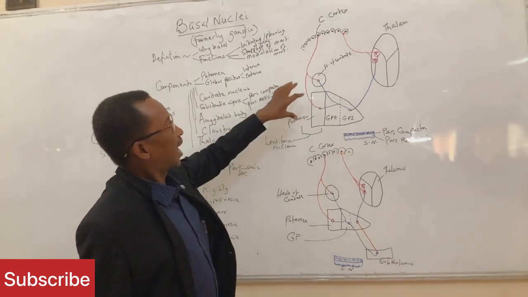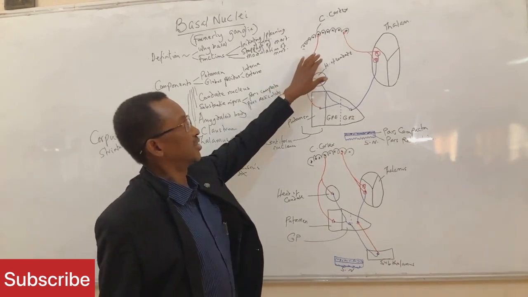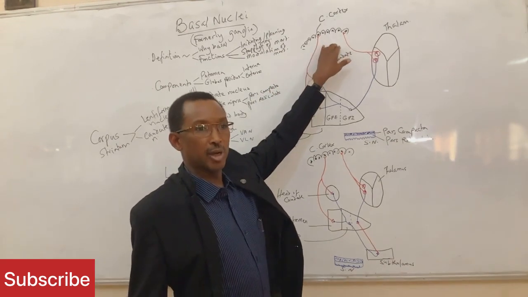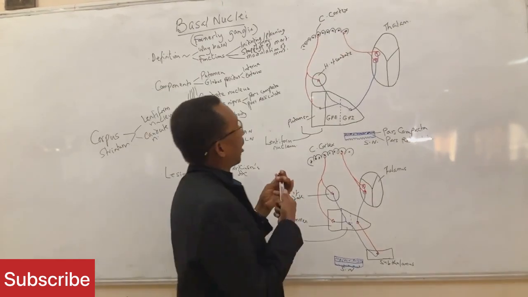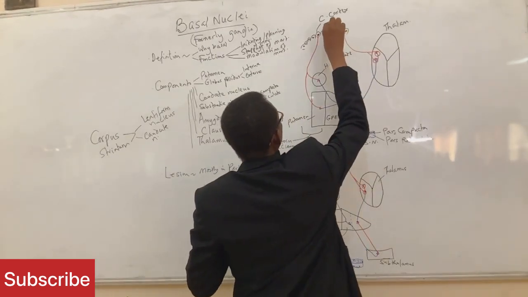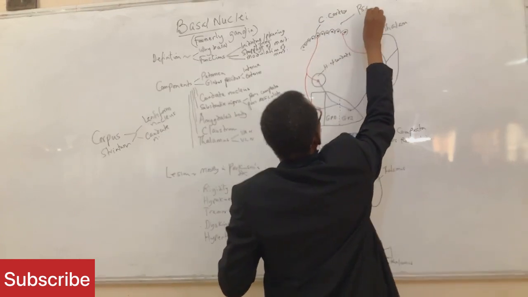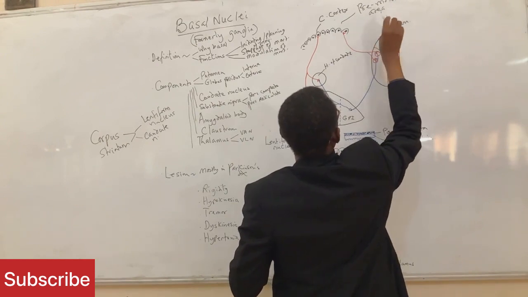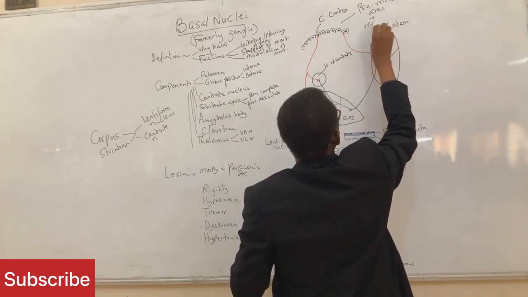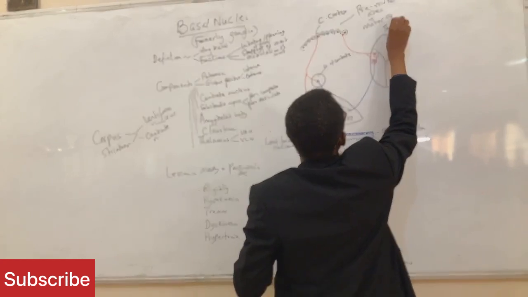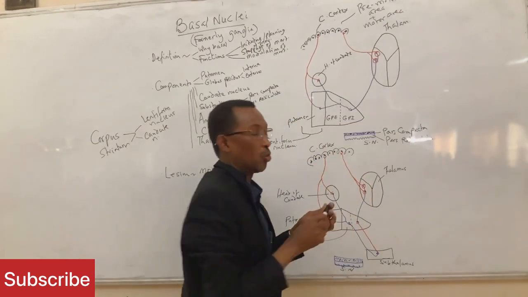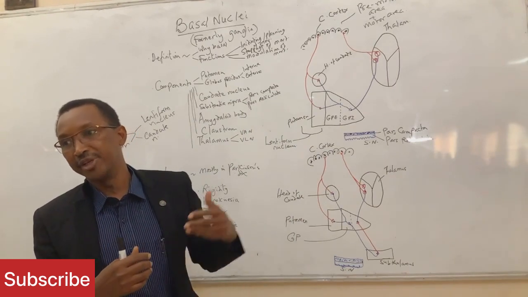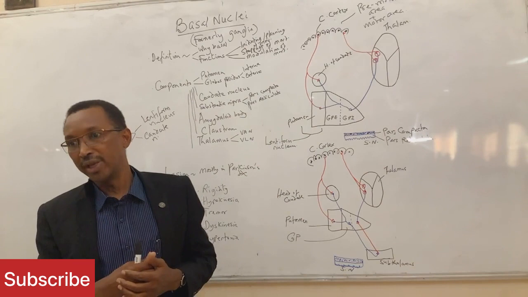So now, as we already said, the planning and initiation of motor movement comes from the cerebral cortex. In the cerebral cortex, we are all aware that we have what we call the premotor cortex, premotor area of cortex plus the primary motor area. Are you clear? So once you plan to make any movement, that planning begins with the premotor area.